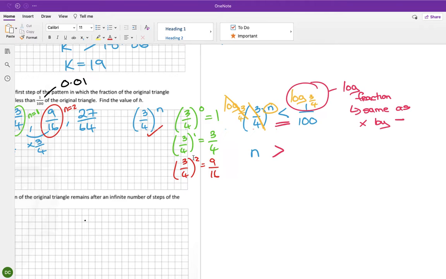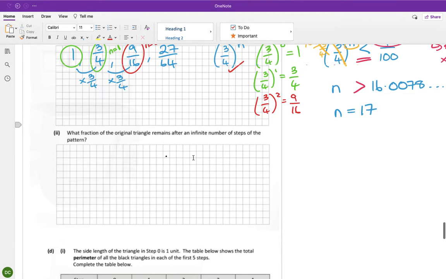So log to the base 3/4 of 1/100. I'm getting 16.0078. So if n is greater than 16.0, then n is equal to 17. Okay, so when n is 17, the fraction remaining is less than 0.01. So you can check it. 3/4 to the power of 17. Yeah, it's giving me 0.0075. So that's definitely smaller than 0.01.